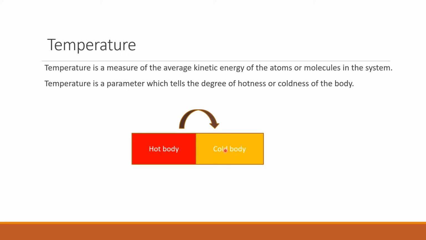When a cold body and a hot body are placed in contact, the heat energy flows from the hot body to the cold body. Here, the body which imparts energy is said to be at a higher temperature than the body which receives the heat. Thus, the temperature determines the direction of flow of heat.